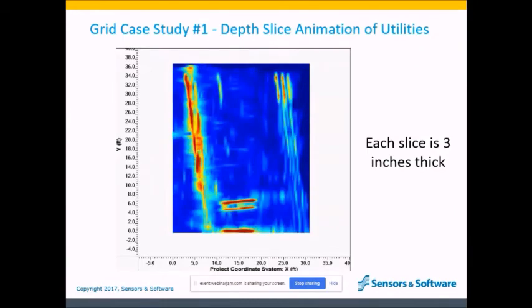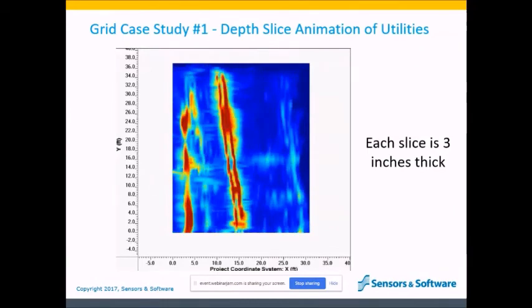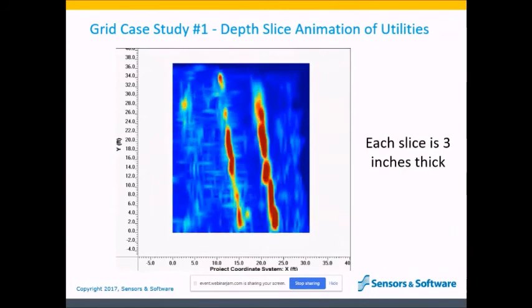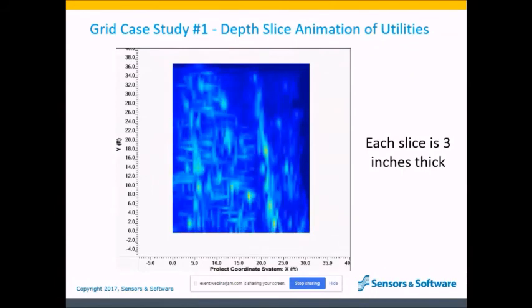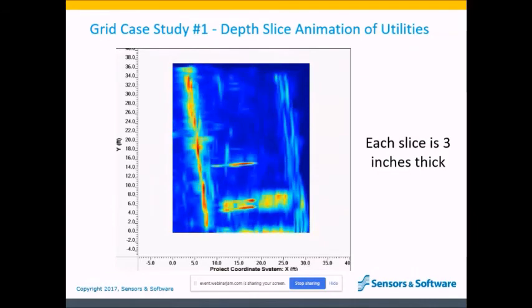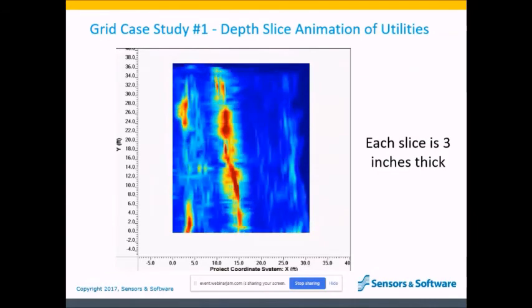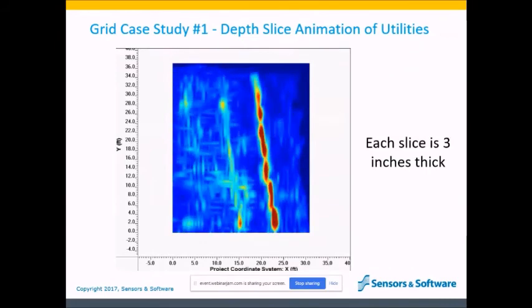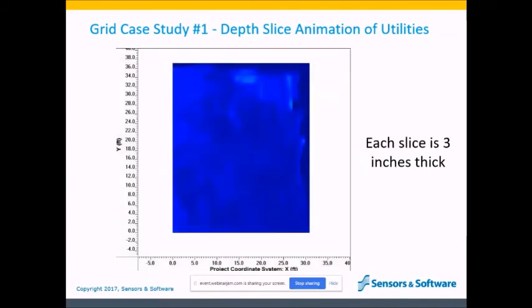Slicing through the data reveals the complexity of the utilities on this site. You can watch this animation several times and still see new utilities. So depth slices can really assist in interpreting GPR data in a complex area. I hope you see that collecting GPR data in grids is powerful. If you use grids in your day-to-day GPR data collection, I congratulate you on your enlightenment.